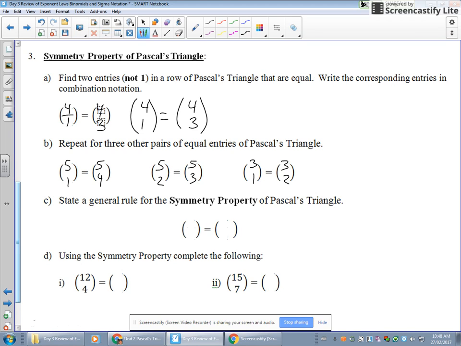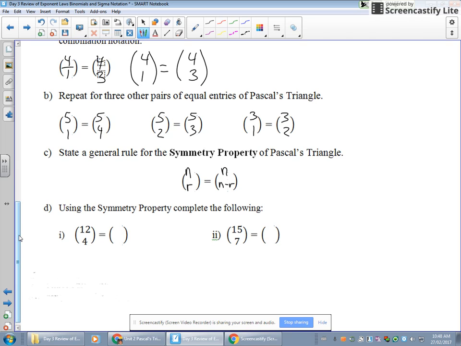So can we come up with a general rule for the symmetry property of Pascal's triangle? Can we summarize what that is? Notice that 1 plus 4 is 5, 2 plus 3 is 5, 1 plus 2 is 3. So if I choose R items from n items, then the symmetrical property says that from that same n items, choosing n minus R will be equal. So this is going to be a property that we'll be using.